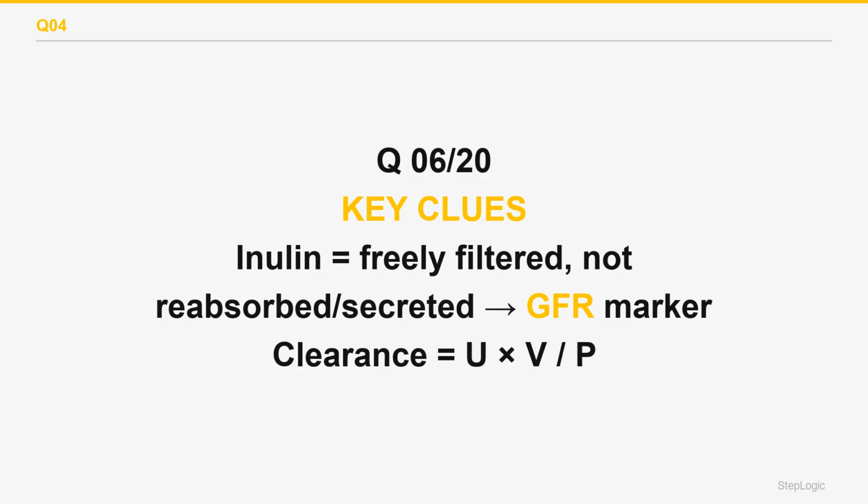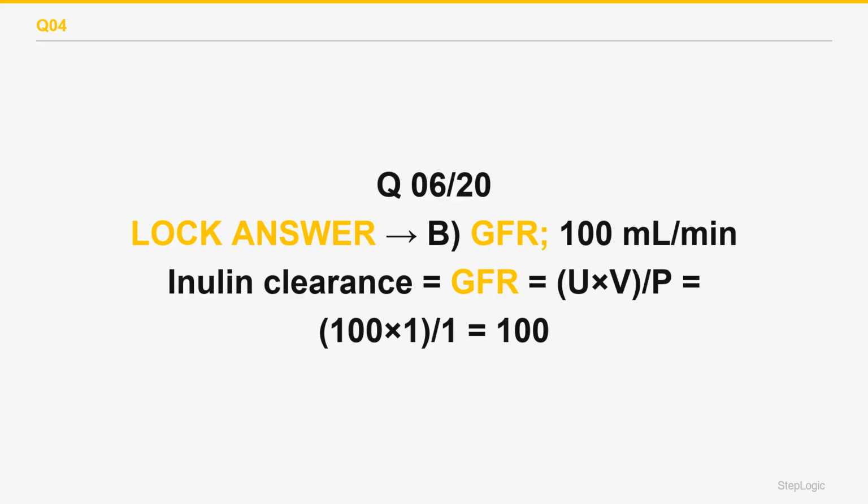The clearance formula is urine concentration times urine flow divided by plasma concentration. That is 100 times 1 divided by 1, which equals 100 milliliters per minute, so GFR is 100. PAH clearance, given at 600, estimates renal plasma flow because PAH is both filtered and almost completely secreted, so it is nearly entirely cleared from the plasma that flows through the kidney. The filtration fraction is GFR over RPF, 100 over 600, about 17%. Distinguish these markers. Inulin and creatinine estimate GFR, PAH estimates renal plasma flow.